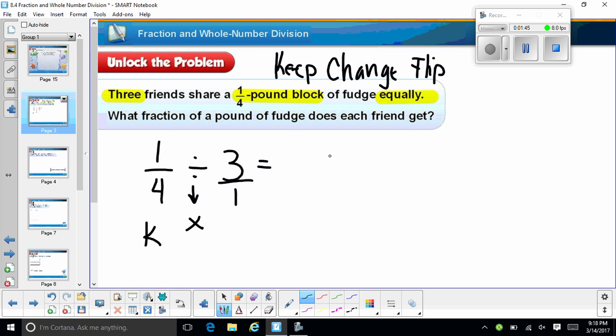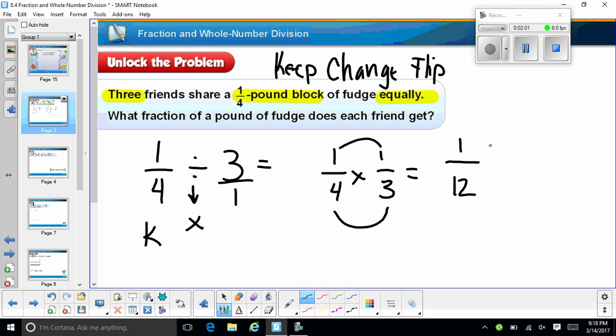And so my new equation is now going to be 1/4 times 1/3. I then solve just like I would when I multiply fractions. 1 times 1 is 1, 4 times 3 is 12. And so my answer would be 1/12 pounds. Let's take a look at another type of problem.